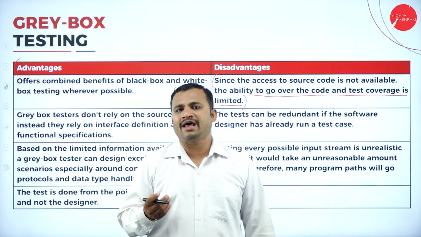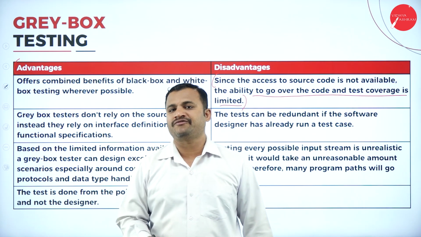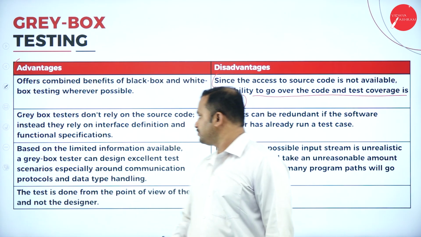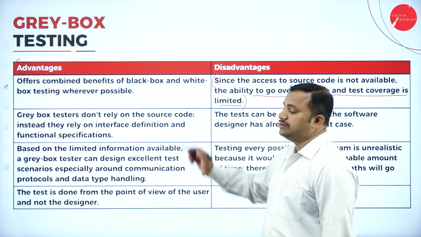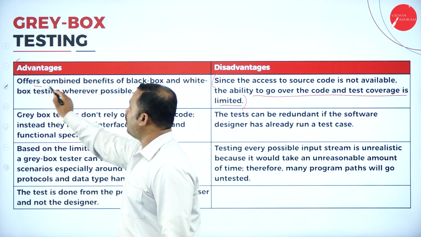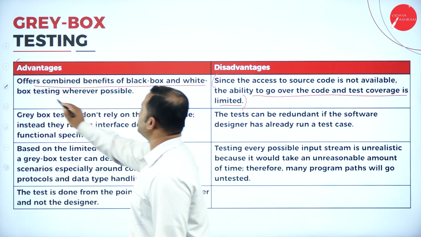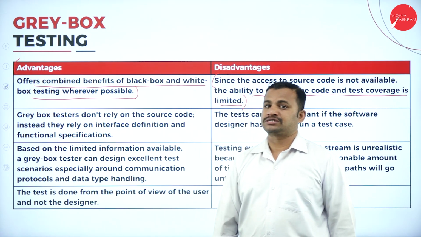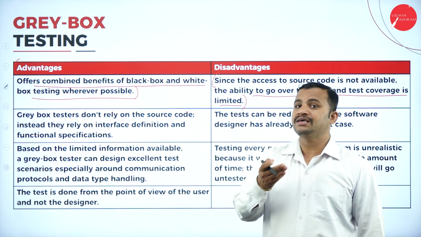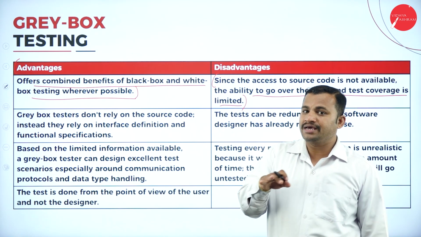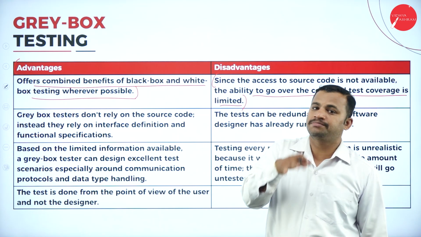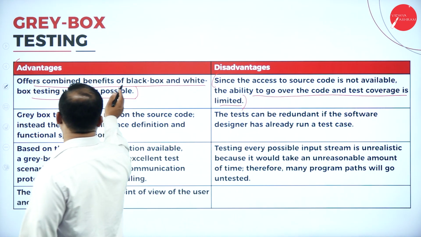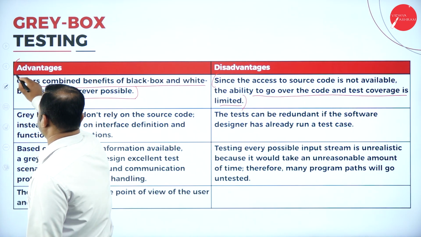Because he will be given access to only the graphical user interface and a few of the database parts of a design process. This advantage offers combined benefits of black box and white box testing wherever possible. In case of black box testing, we will have the generalized information, that is the generalized software. It works for all possible sets of input combinations. So in this way, it will be a combination of both black box and white box testing.